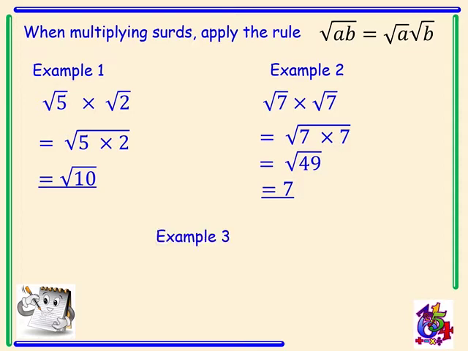And finally, example 3, square root of x multiplied by the square root of y multiplied by the square root of z. Well, that's really just x times y times z, and then the square root of all three, which is the square root of xyz. That would be it fully simplified and then multiplied together.